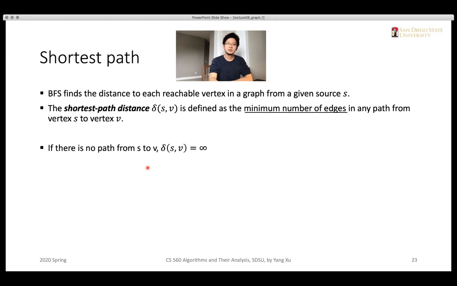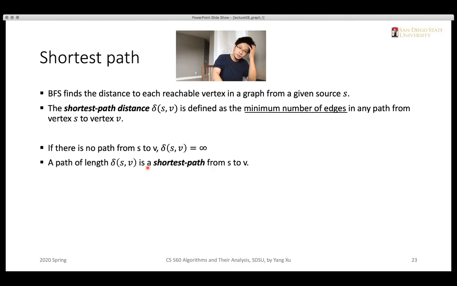Okay, so if there's no path from S to V, that means V is not reachable from S, and that's why the shortest path distance delta is infinity. Okay, and any path of that length is a shortest path from S to V. So there could be more than one shortest path from S to V.